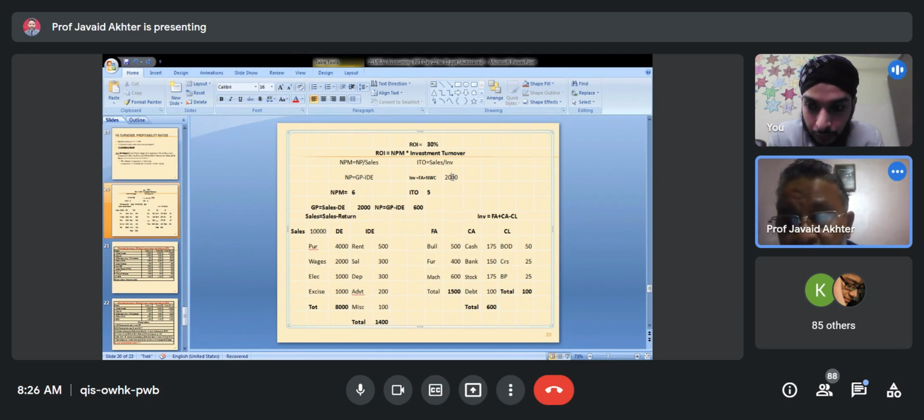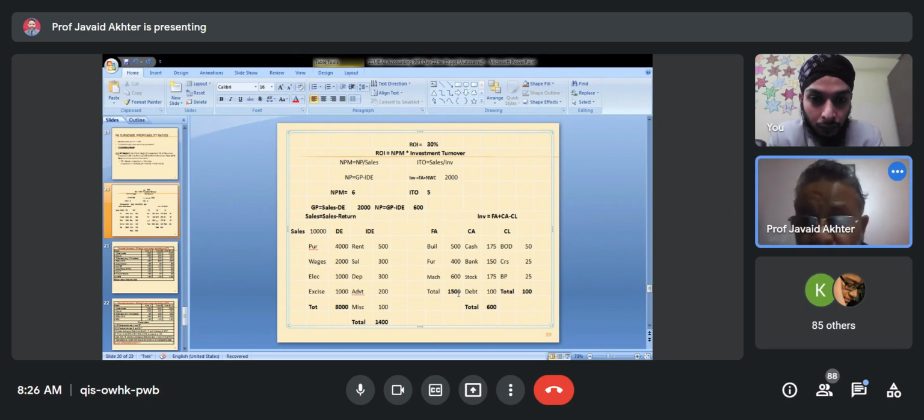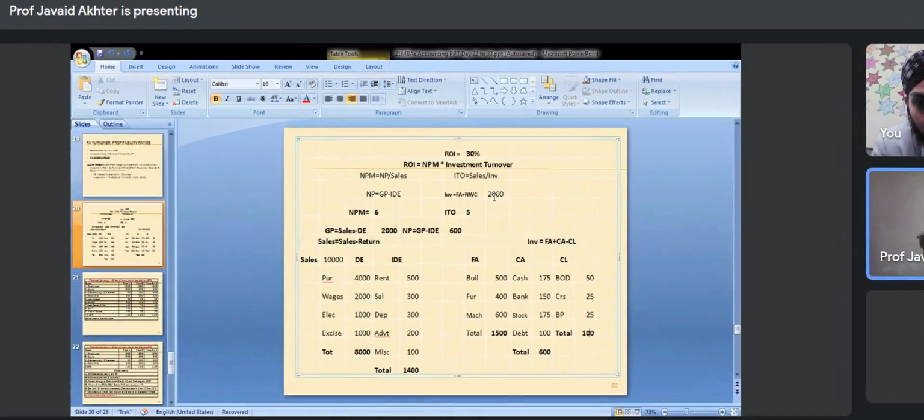Is it clear? Yes, sir. How will you do that? You will write here this cell plus this cell minus this cell. It will give you 2000.